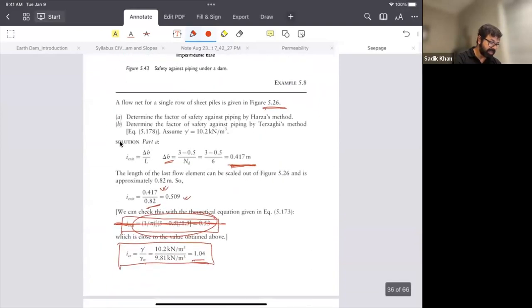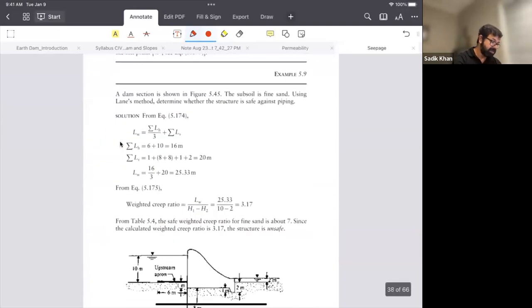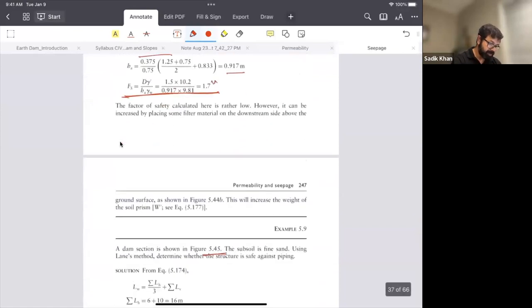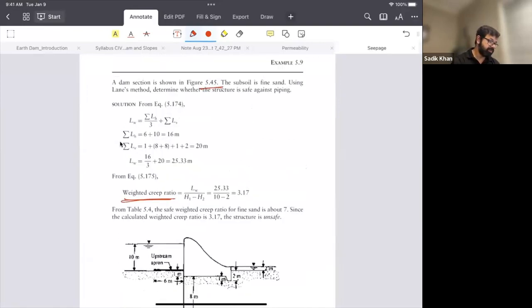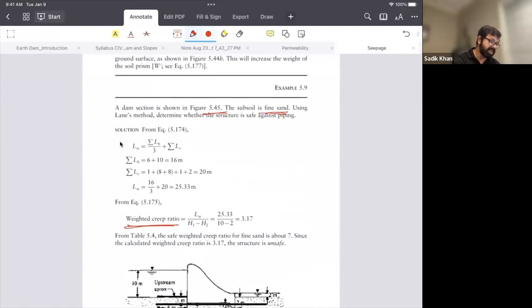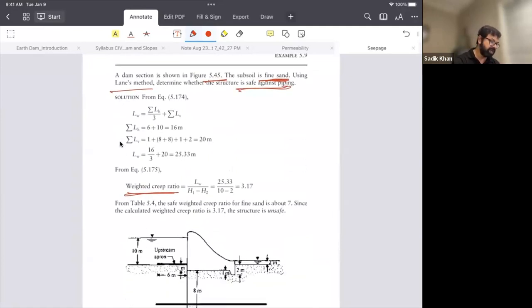The Lane's method has another problem here. The dam section is 5.45, so the 5.45 is here. In Lane's method, we need to calculate the weighted creep ratio, and based on the weighted creep ratio, we need to make the decisions. What is given is that the subsoil is a fine sand. It says, using Lane's method, determine whether the structure is safe against piping. So all we have to do is calculate the LW.